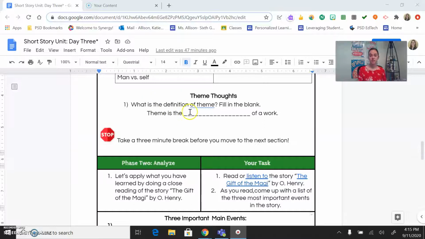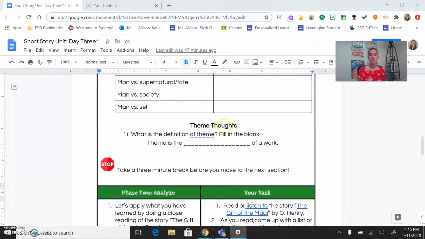Awesome! And then down here there's a question about theme. This takes straight out of that slide. This is a fill in the blank sentence. So you can just look at the slides, and when I go over that in the slides, fill in that blank. Okay? And then remember, stop, take a 3-minute break, stretch, get some water, but don't forget to come back.